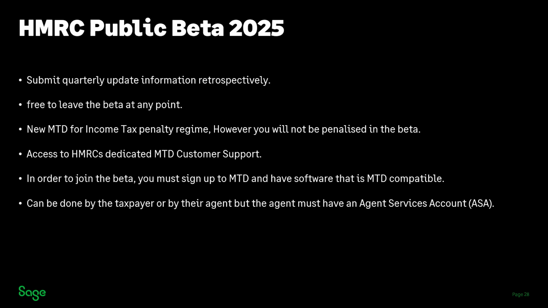In order to join the beta, which is free, as I can clarify, I know one of the questions has just come through, so the beta is free, you must sign up to MTD and have software that is MTD compatible. The MTD sign-up process is done by the government website and can be done by the taxpayer or by their agent, but the agent must have an agent services account.